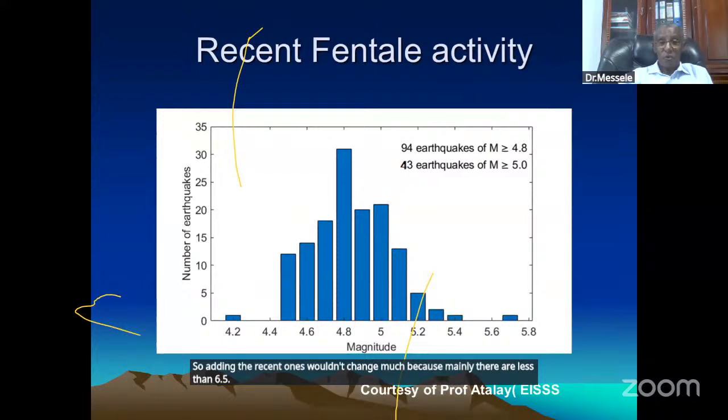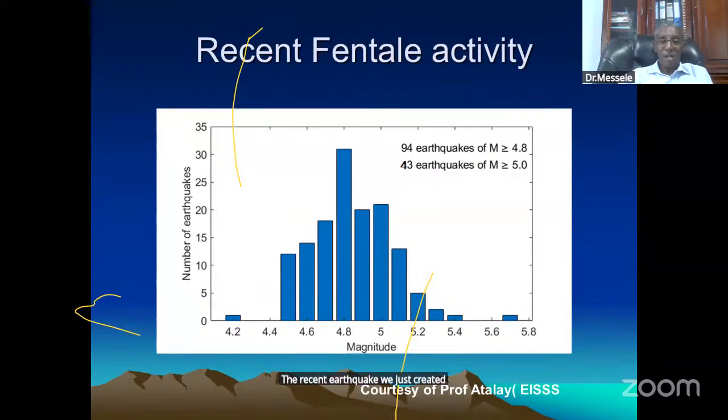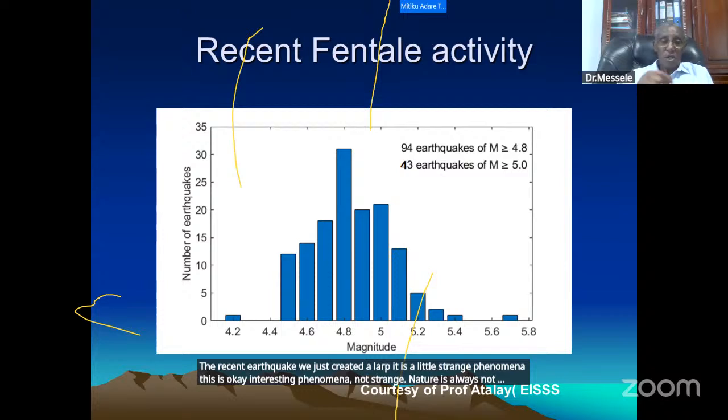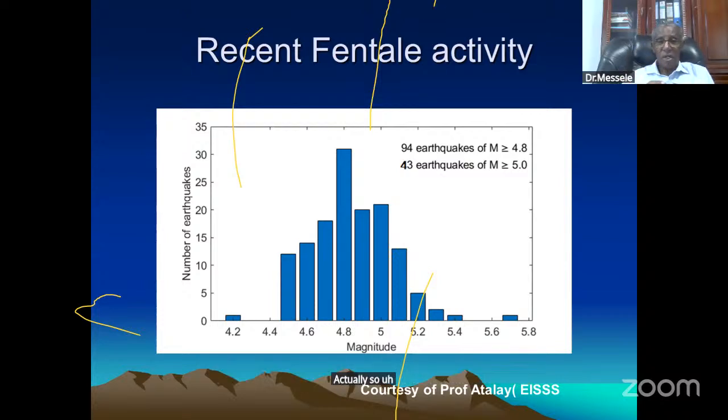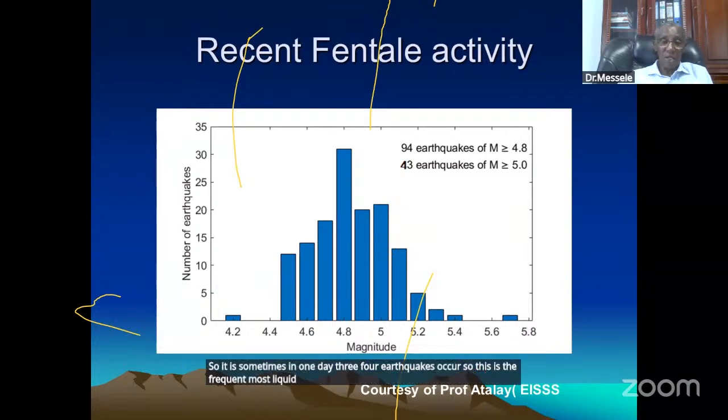Then the recent earthquake, which has created alarm, is a little strange phenomenon. Okay, an interesting phenomenon, not strange. Nature is actually never strange. So this earthquake sequence is enormous. 94 earthquakes occurred above magnitude 4.8 in a short span of time. There have been 43 earthquakes above magnitude 5 between September and today. Sometimes in one day, 3-4 earthquakes occur. So this is the frequency. Mostly it concentrates around 4.8. The focal depth is 10 kilometers.